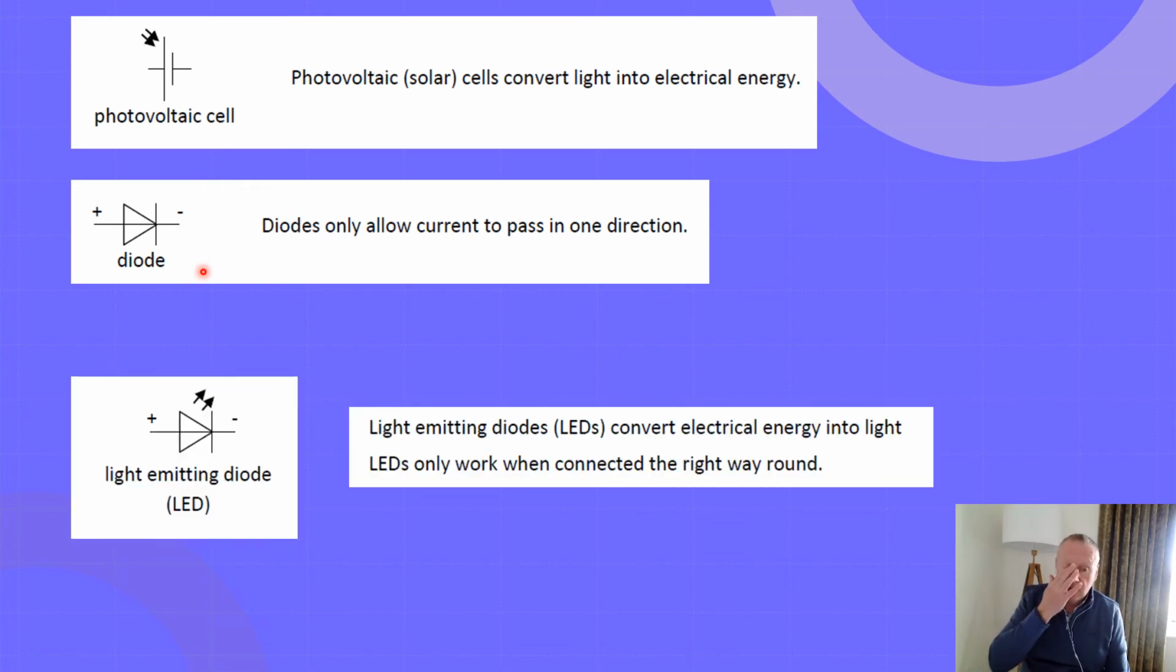But what this is building up to is something called an LED, which is still a diode, so it only allows current to flow in one direction, but the arrows going out the way shows that this is producing light. So this is a diode that when it's connected into a circuit the correct way around, obviously, for the current to flow, it generates light.